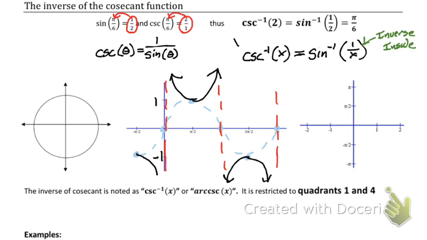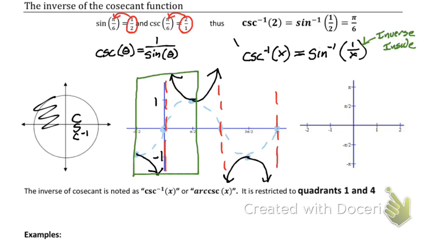The nice thing about cosecant is that we're going to restrict to the exact same quadrants we did for sine. For sine, we did negative pi over 2 to pi over 2, and we're going to do the same thing here. We restrict it to negative pi over 2 all the way to pi over 2, and that is going to be our invertible function. It passes the vertical and horizontal line test in that green box, which means that our cosecant is going to be in quadrants 1 and 4, just like sine was in 1 and 4.